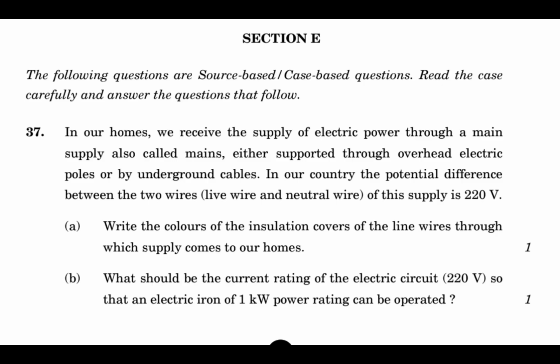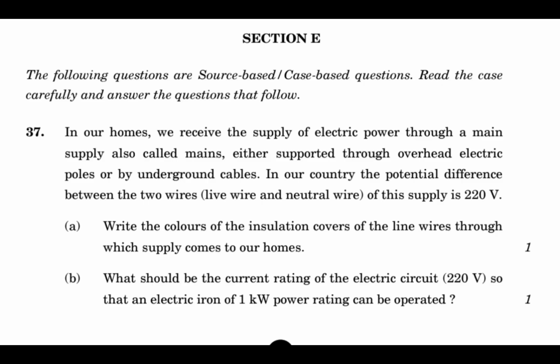Now let us look at the question. They gave one question based on the domestic electric circuit. First I will read the question. Question number 37. In our homes, we receive a supply of electric power through a main supply, also called mains, either supported through overhead electric poles or by underground cables. In our country, the potential difference between the two wires, that means live wire and neutral wire, of this supply is 220 volt.